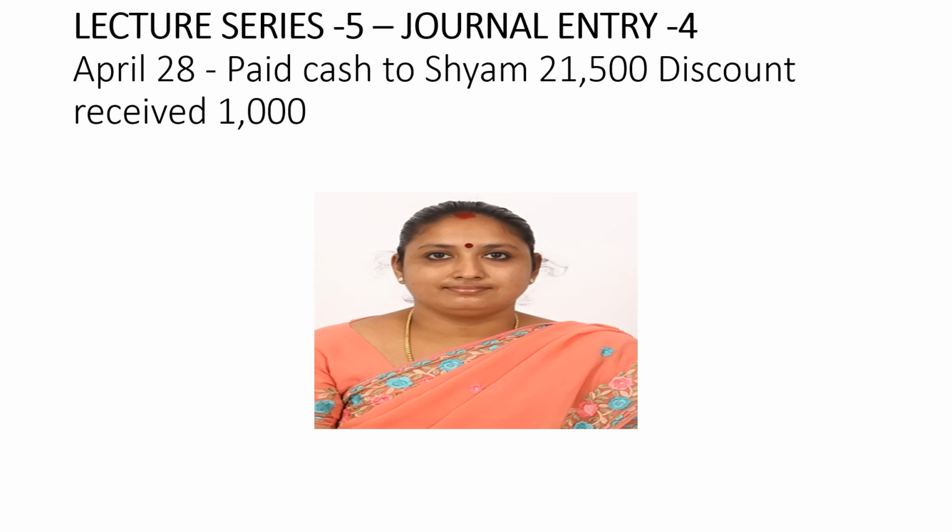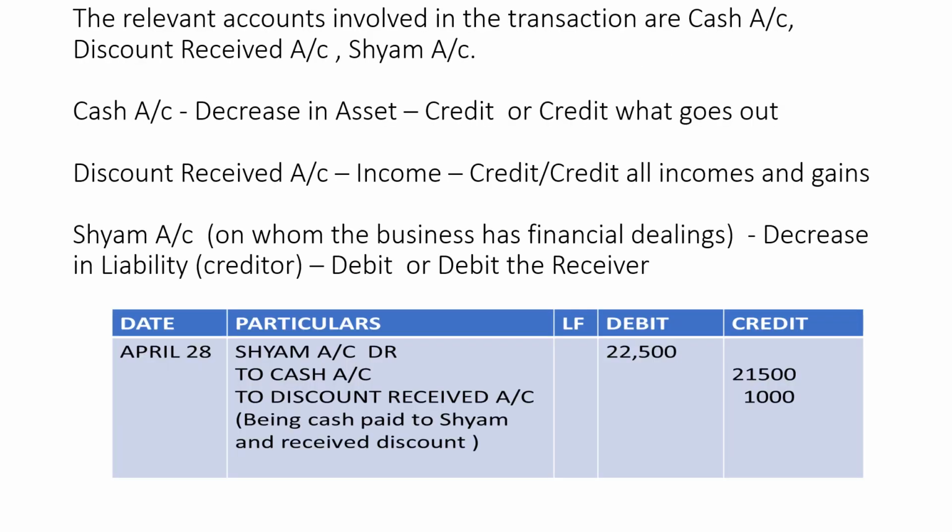So for the purchases made by the business, on April 20, the business is paying cash to Shyam 21,500 and it is also receiving the discount of rupees 1000. So let me explain the journal entry regarding this transaction.